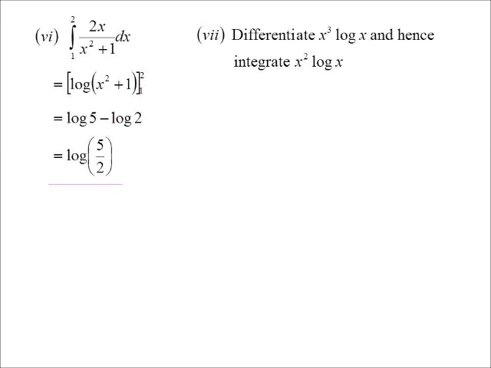Let's do a definite one. The derivative of x squared plus 1 is... Oh, how lucky are we? Look what's on the top of the fraction. 2x. So that'll just integrate to be the log of x squared plus 1. Substitute the 2 in, substitute the 1 in. Log 5 minus log 2, which is, of course, log... I'm so glad no one said 3. Okay. 5 on 2.